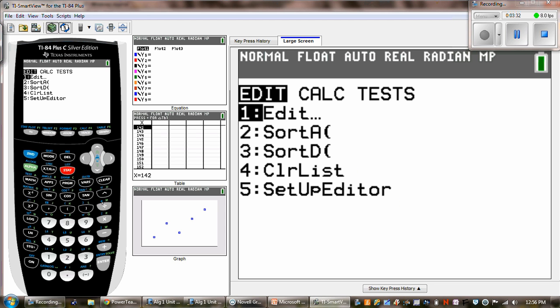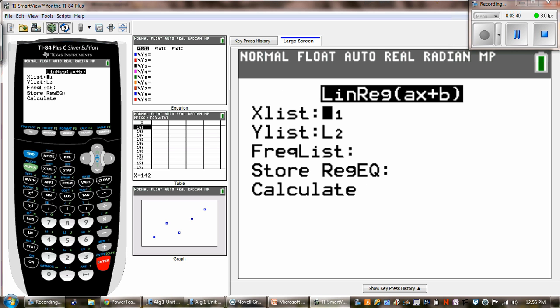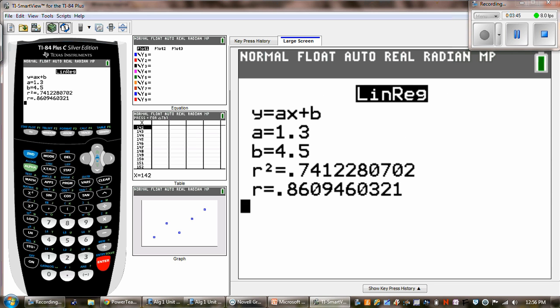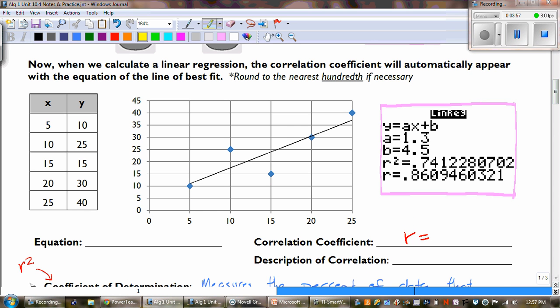So we need to find the equation. To find the equation, we hit stat, calculate its linear regression. So we're down to number 4. And then we hit enter again for calculate. And there we go. My screen looks exactly like it is on the notes. So our equation, we have to round to the nearest 100th, if possible, because that's what the directions tell us to do. Our equation would be y equals 1.3x plus 4.5.